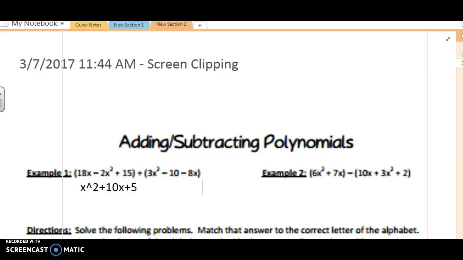All right, so let's look at example 2. Here we're subtracting polynomials. So this is a little bit different. 6x squared plus 7x minus 10x plus 13x squared plus 2. So again, we want to combine like terms. 6x squared minus 3x squared is going to give us 3x squared. 7x minus 10x is going to give us negative 3x. And then we can't do anything with 2. So because this is minus 2, we're just going to say minus 2. So that's example 2 in standard form.